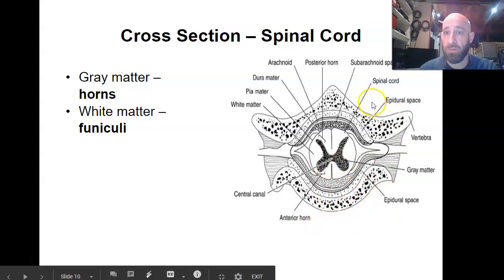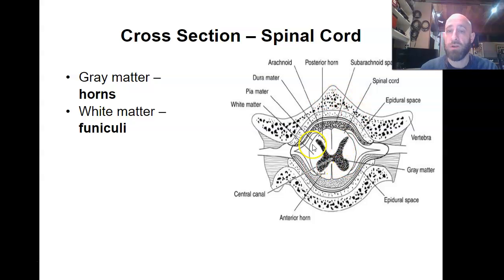This is the anterior part of the body. This is the posterior part. So the anterior horns are up front, and the posterior horns are in the back. And then the white matter has a name. It's called funiculi. So the white matter is known as the funiculi, and we'll refer to it as we go through.